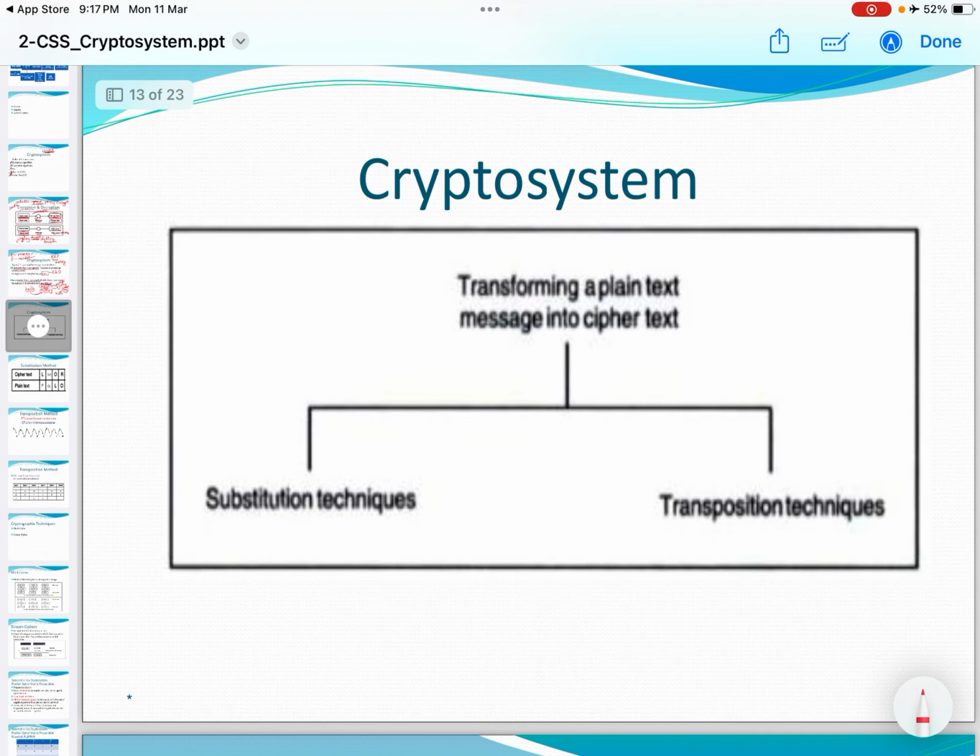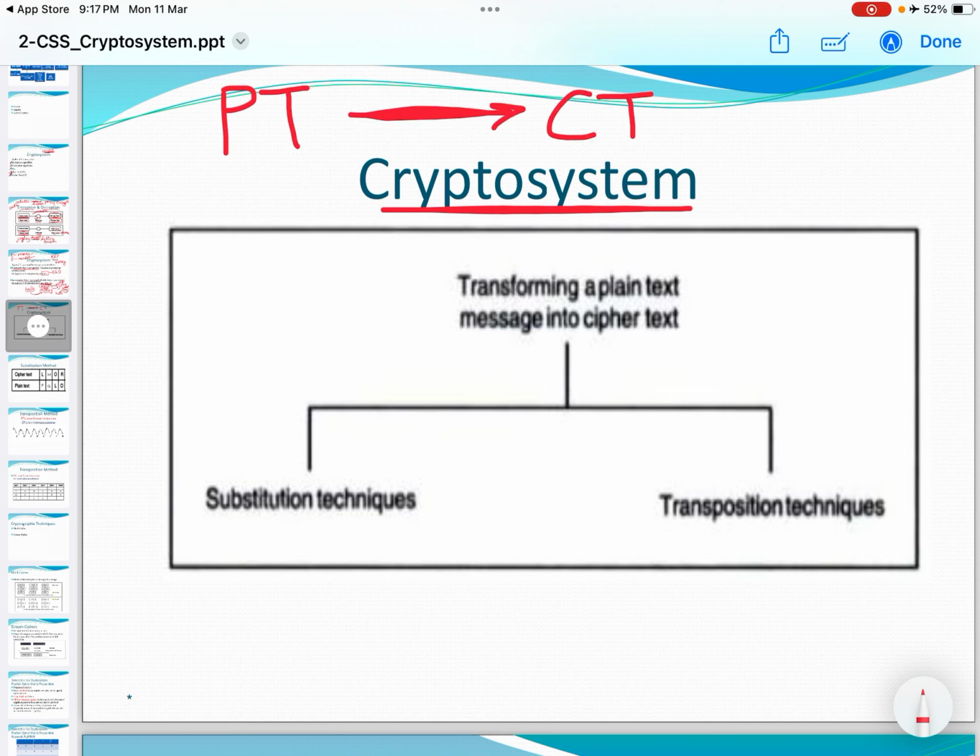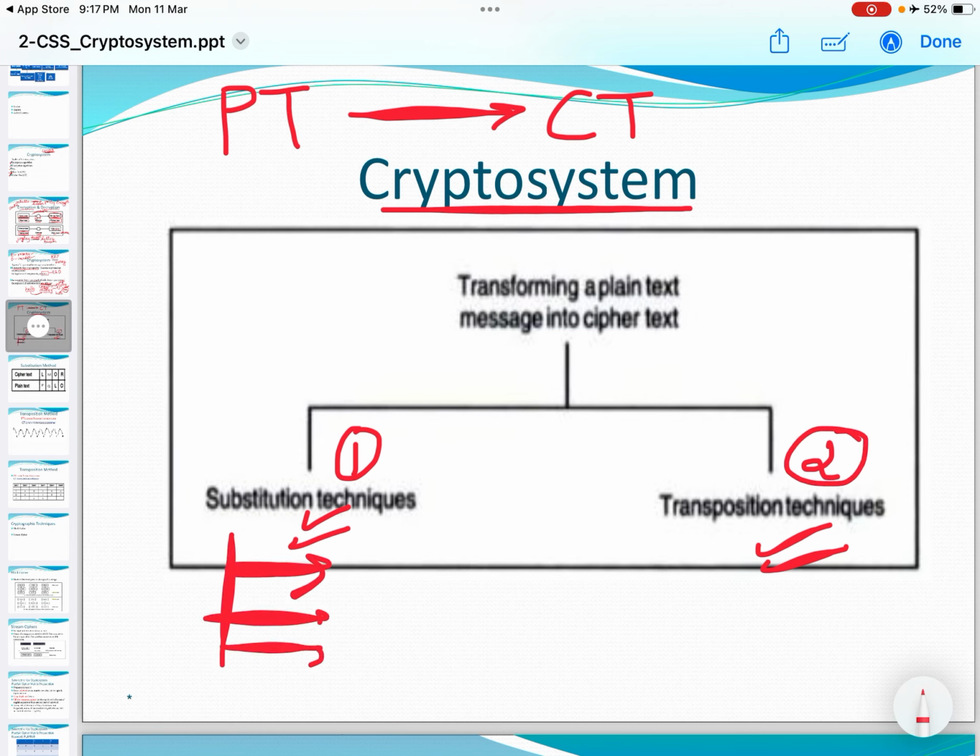cryptography. Crypto system, transforming a plain text message into ciphertext. So you have to transform the plain text, that is hello, to its ciphertext, that is jolly. We can use two methods. One is substitution technique, other one is transposition techniques. Under substitution you have various methods. Again under transposition also you have methods.